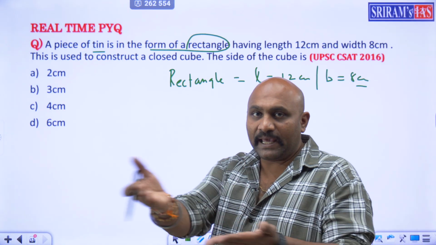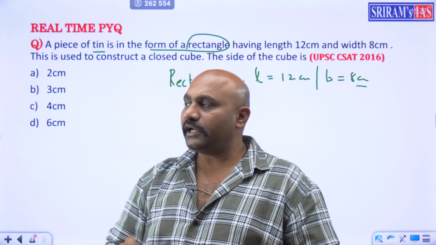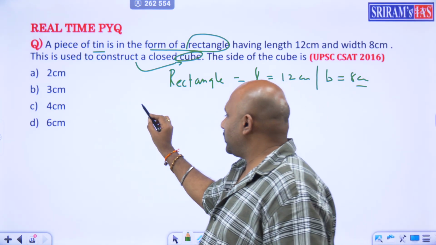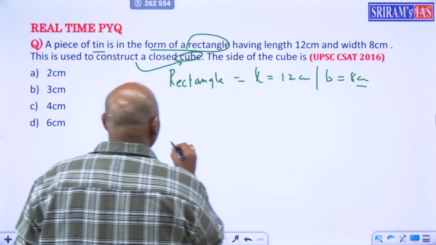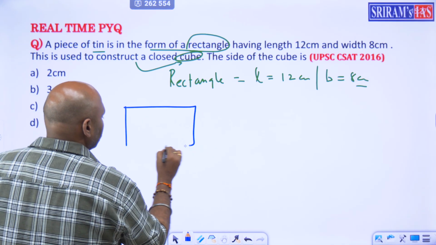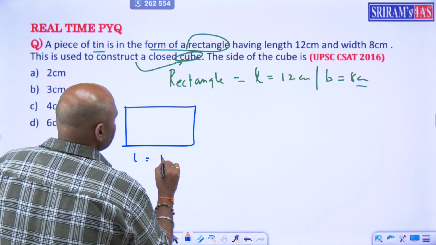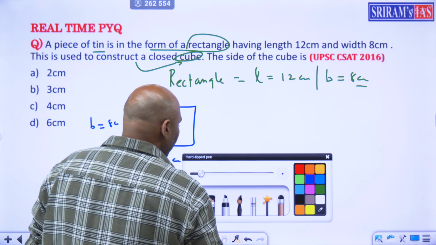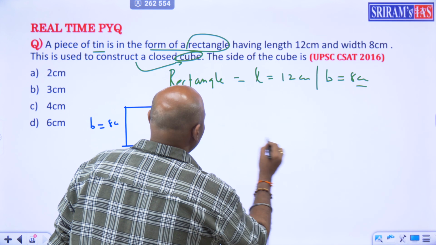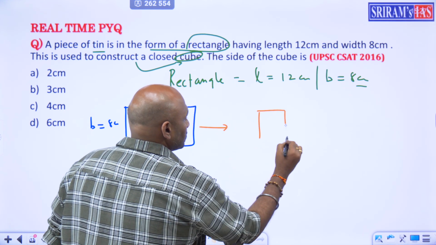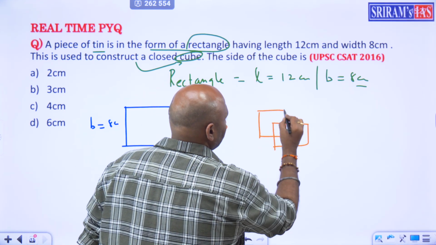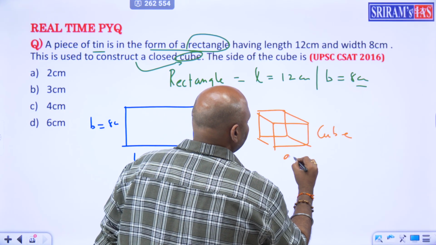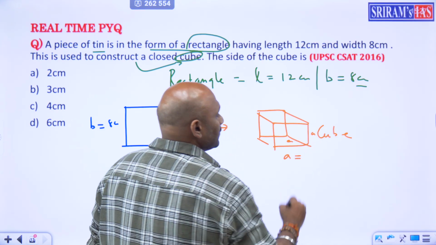Now this plain sheet is converted into a closed cube. Fundamentally, they are taking a rectangular sheet whose length is 12 centimeters and breadth is 8 centimeters and folding it into the form of a cube. In a cube, you know all the sides are equal, a.